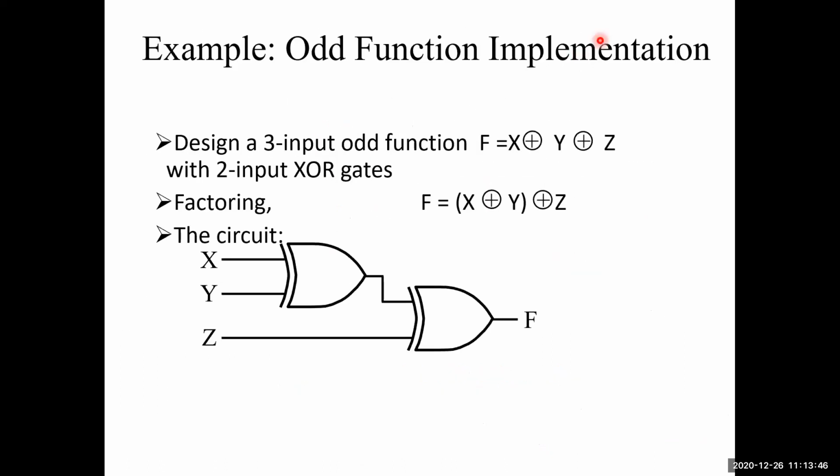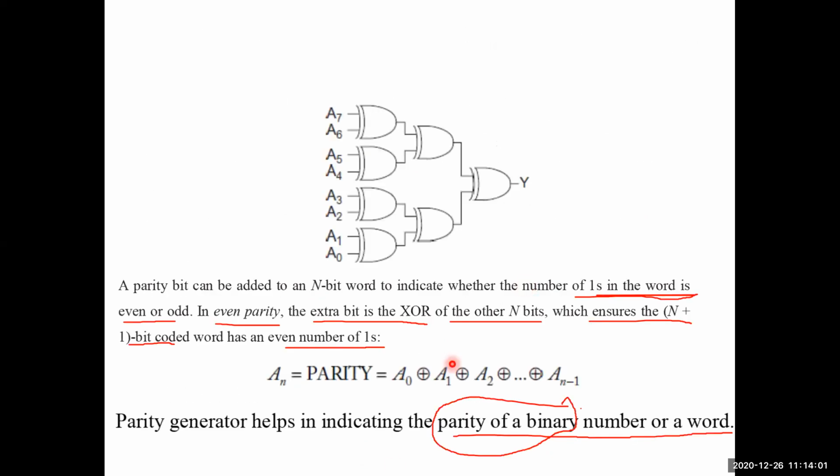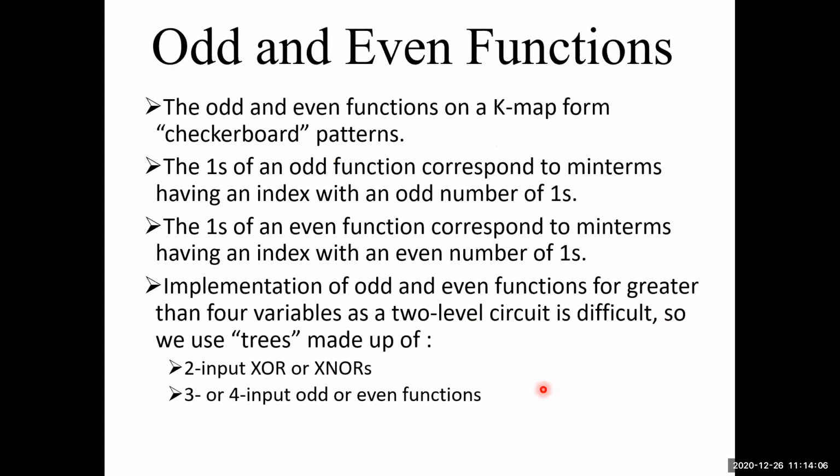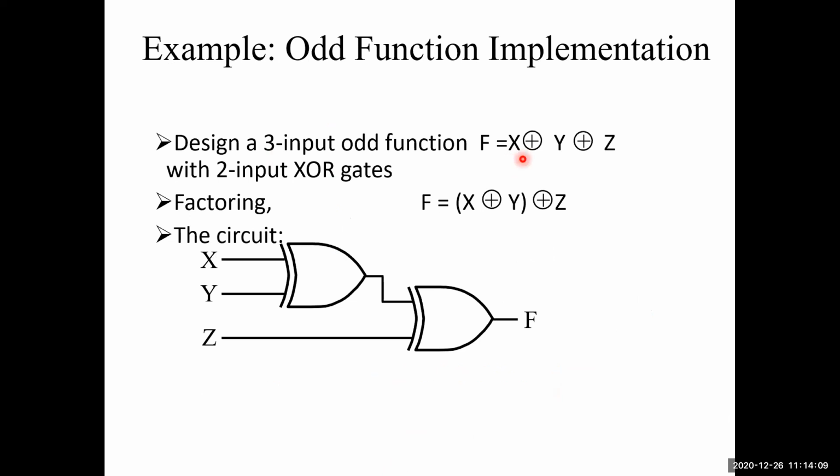So first, let us see an example of odd function implementation. How does the odd function implementation take place? If you are trying to design a 3-input odd function, then the functionality will be, as we have seen in the previous slide on parity, always an XOR of all the n-bit numbers given. In the same case, for a 3-input odd function, let my 3 inputs be X, Y, and Z. Then the odd function between these 3 inputs will be done with the help of XOR gates. So I can write it as F equal to X XOR Y XOR Z.